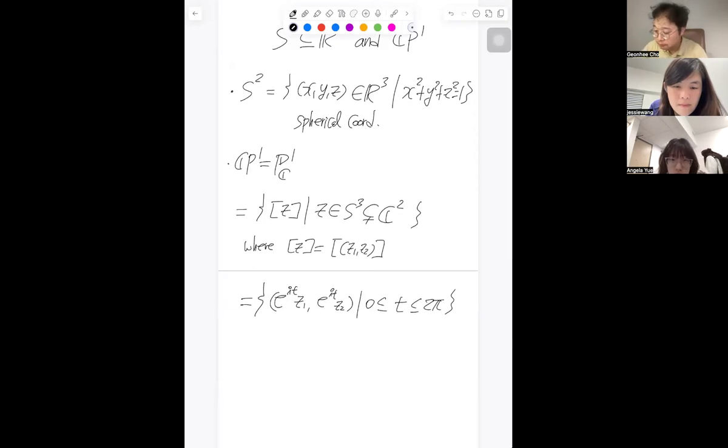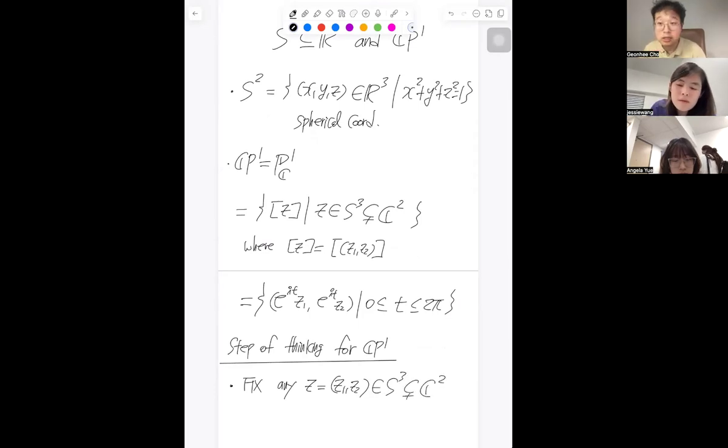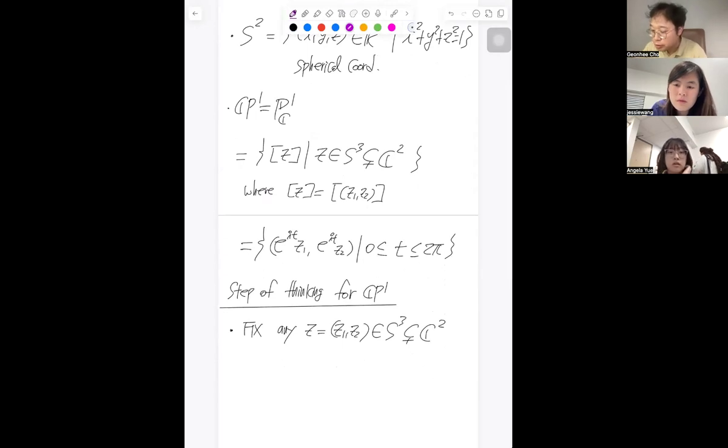So the step of thinking for CP1. First step, fix any element Z consisting of Z1 and Z2 in S3. That's a subset inside of C2. That's your first step. Make sure that this is an arbitrary element. We consider any element in S3. This condition, S3, means that Z1 Z1 bar plus Z2 Z2 bar equals 1.